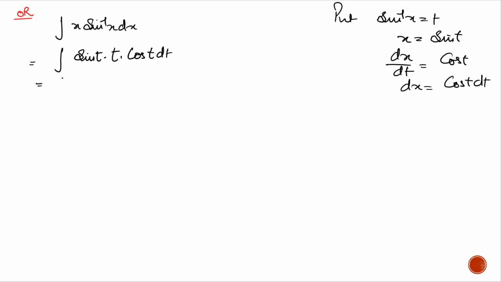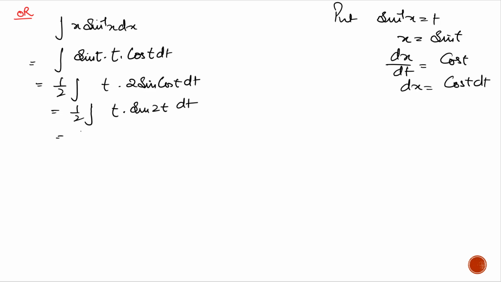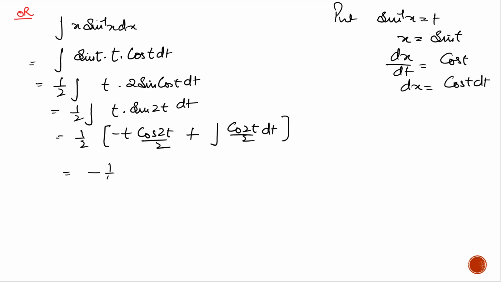The whole quotient, divide by 2 and multiply by 2. And we will get t multiplied by 2 sine t cos t dt. The formula of 2 sine t cos t is sine 2t. Now we'll take t as the first function and sine 2t as the second function and solve by parts. First function as it is, integration of second is minus cos 2t upon 2, minus derivative of first, integration of second, minus cos 2t upon 2. Now the integration of the second part is sine 2t upon 2.